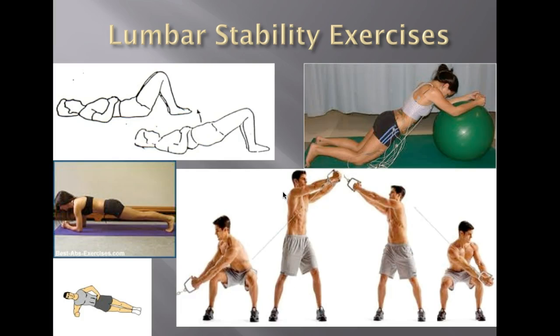Okay, and finally we get to our exercises. For lumbar stability, here are a few exercises that we typically have our athletes do. Again, like I mentioned before, we're trying to make sure that the small muscles that stabilize the spine, specifically the lumbar spine, are firing correctly and that they're firing at the right time. Usually we start our athletes with very simple bracing exercises.